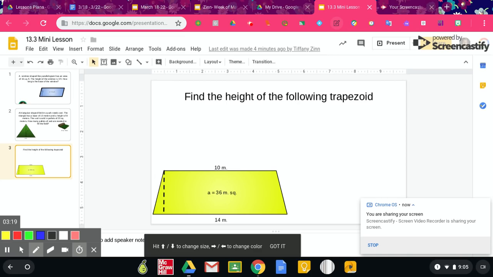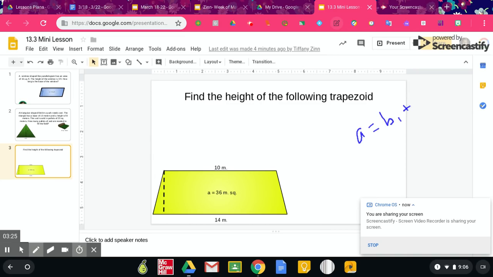So the formula for area of a trapezoid is the hardest one. It's area equals base 1 plus base 2, so you add the bases, divide it by 2, multiply it by the height. Told you it's a lot. So plug in what you have. You have an area of 36, so we're going to plug 36 in for A. You have a base of 10 and another base of 14.